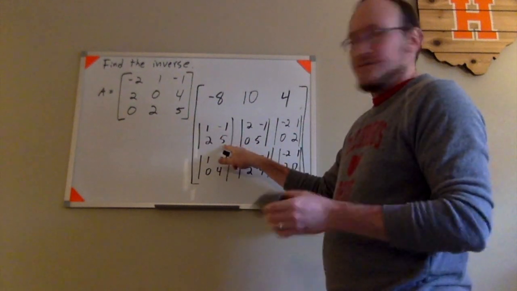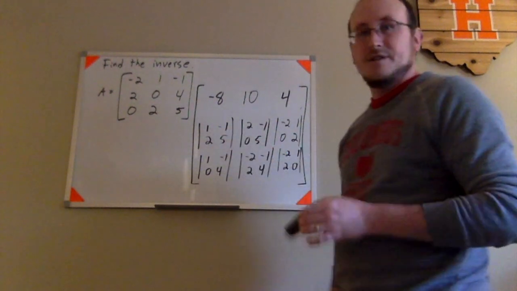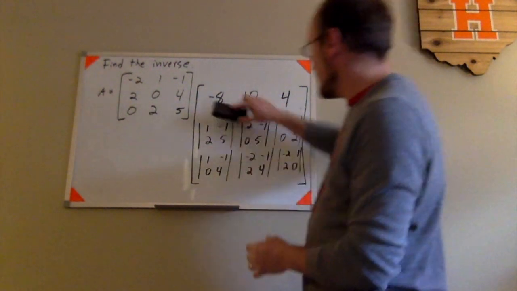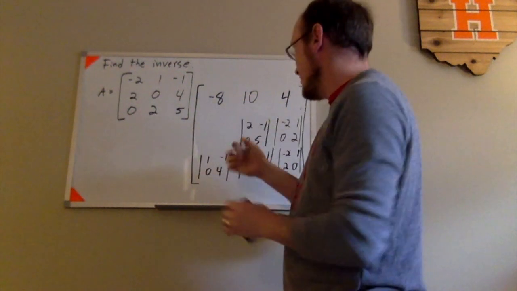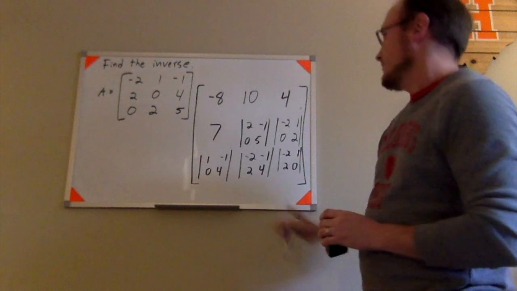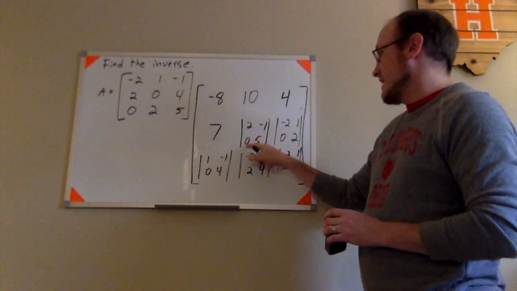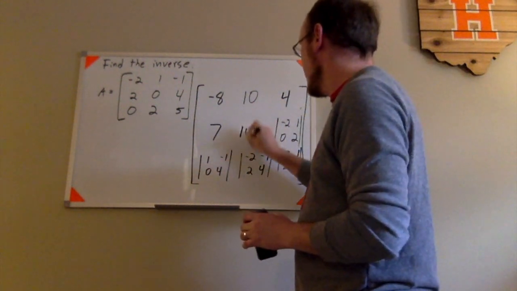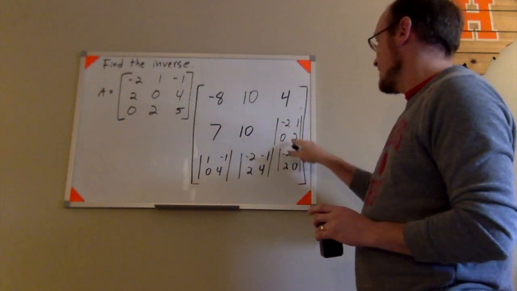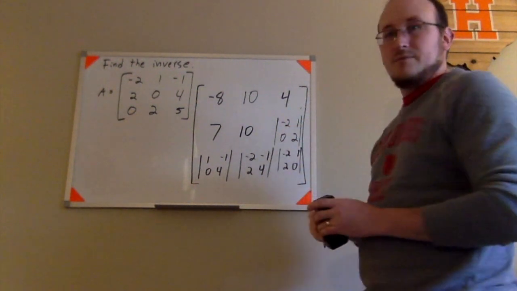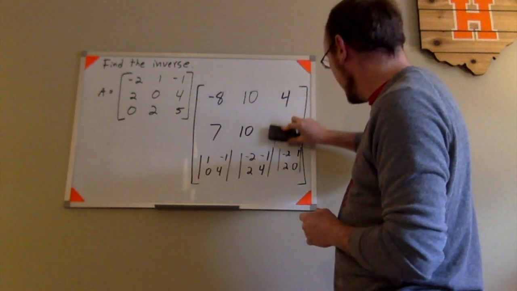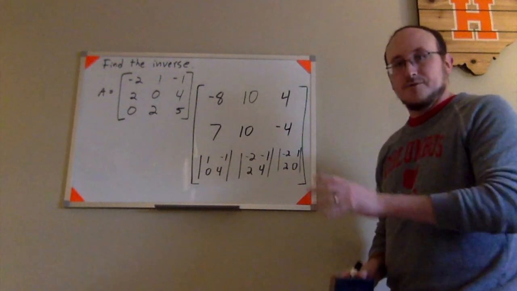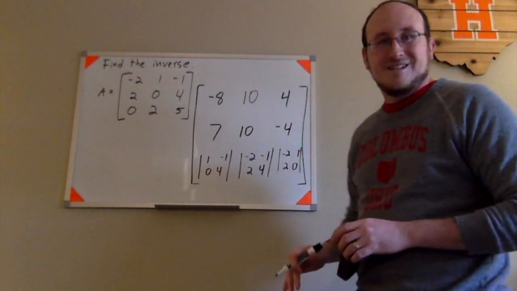1 times 5 is 5, minus 2 times negative 1 is negative 2. Careful with that one. 5 minus negative 2 actually becomes 5 plus 2. So this entry right here should be 7. 2 times 5 is 10, minus 0 times negative 1, which is 0. 10 minus 0 is still 10. So this entry should be 10. Negative 2 times 2 is negative 4, minus 0 times 1, which is 0. Negative 4 minus 0 is still negative 4. So this final entry in this row should be negative 4. We're 2/3 of the way done with part 1.